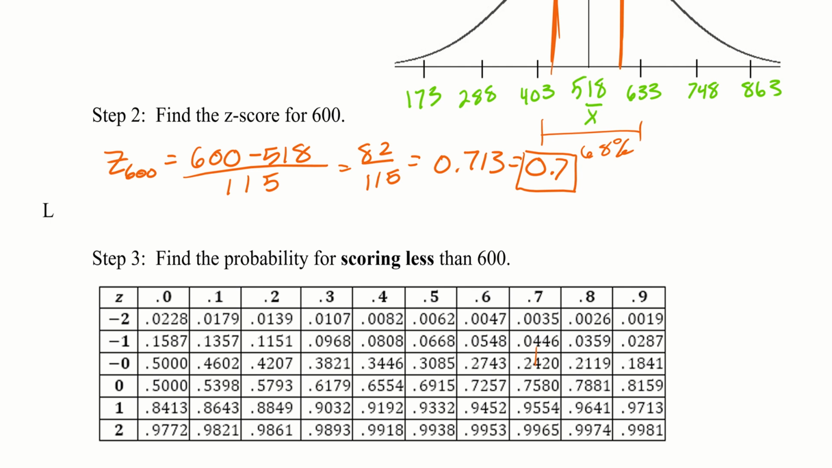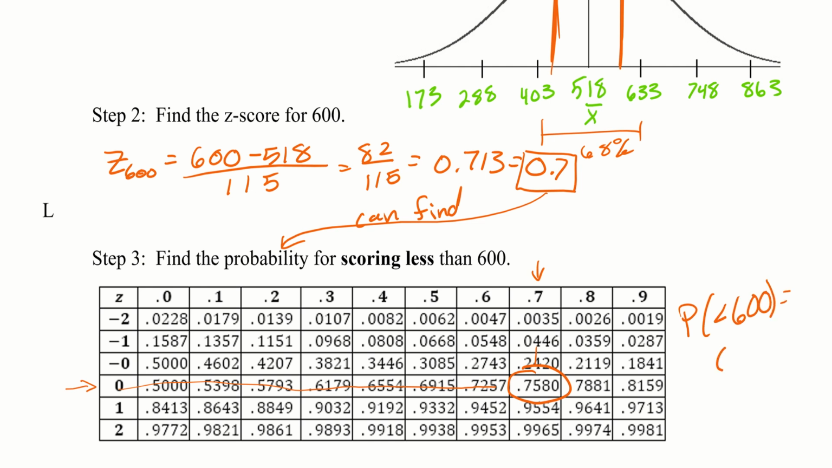Okay, now we have our z-score, so now we can find the probability with it. So we go to 0 right here, which is this column, and 0.7, which is this column. We're following along, and bam, there's 0.7. So the probability that it's less than 600 would be, I'll write it over here so I don't run out of room, 0.7580. Nice.